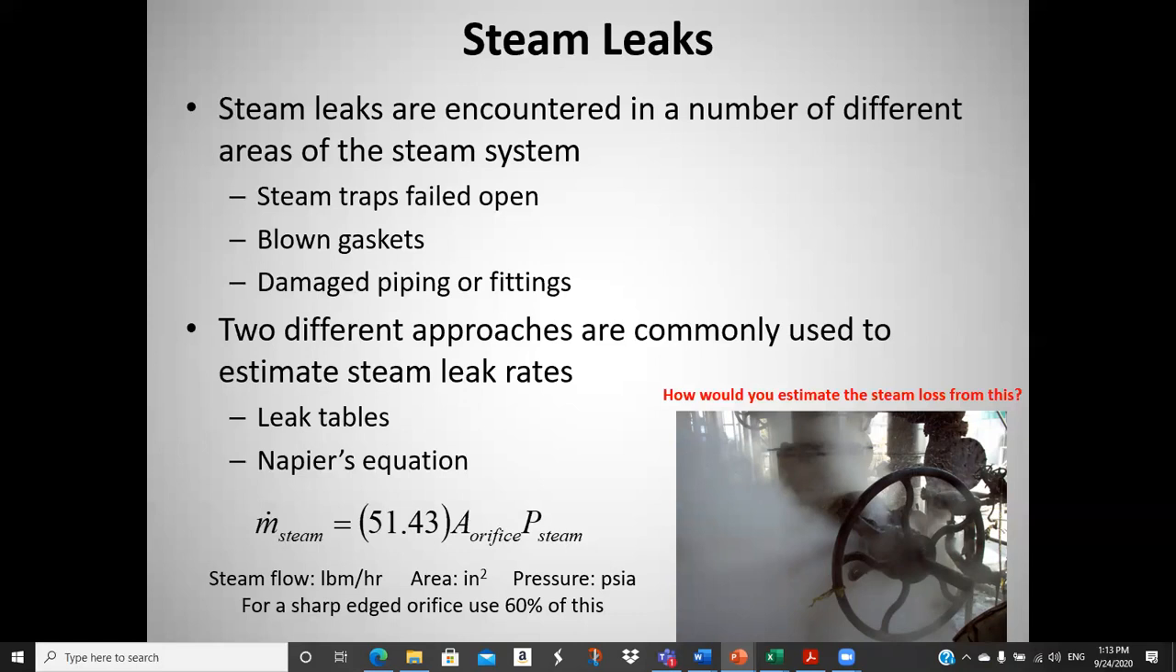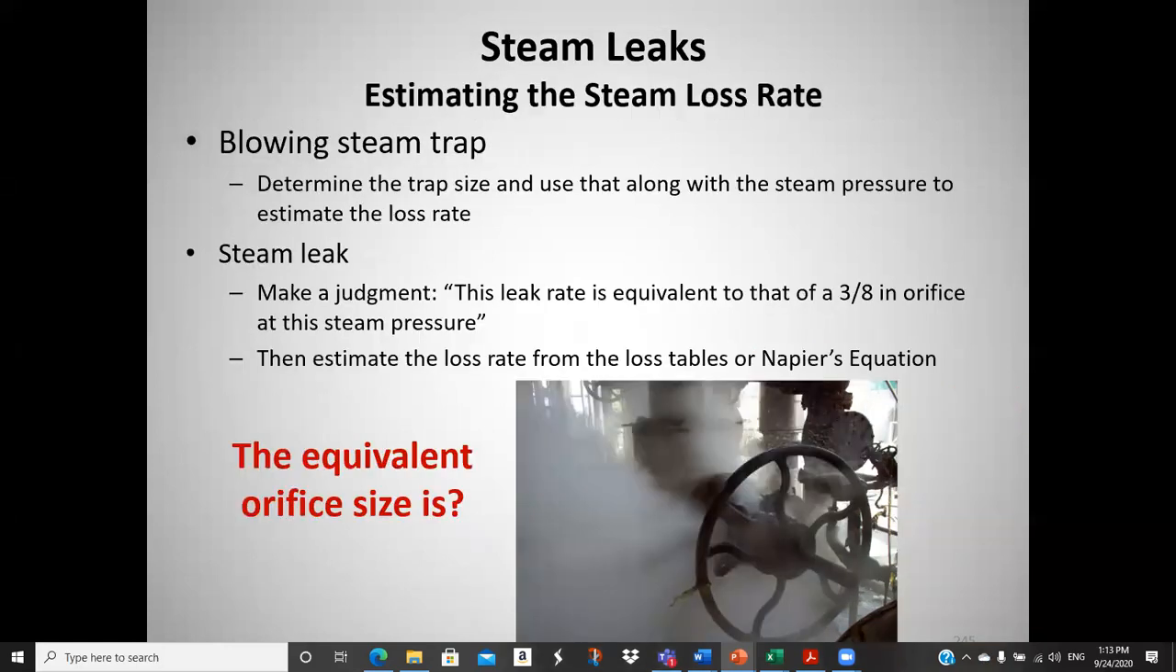Because very, very rarely does anybody have a steam flow meter that is just going to pick up a leak in one pipe. They might have one in the boiler house, but it sees everything. So that's not a whole lot of use to you most of the time.